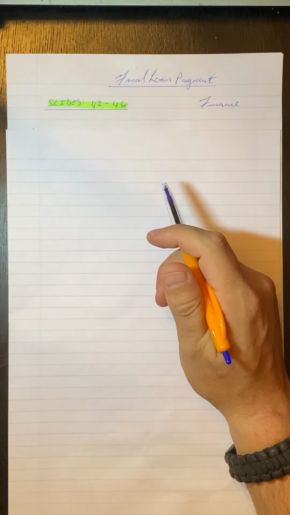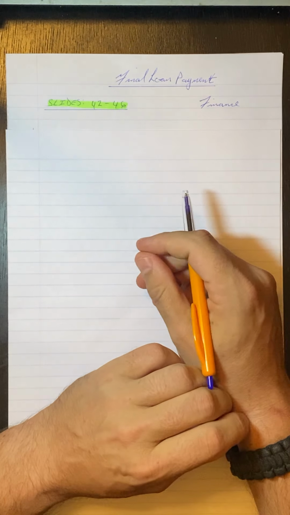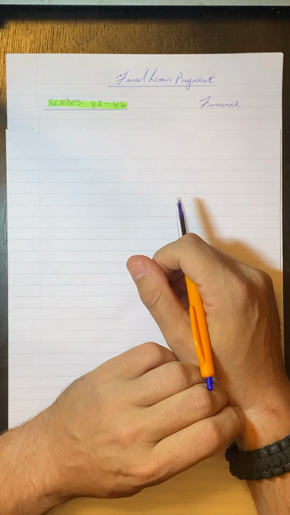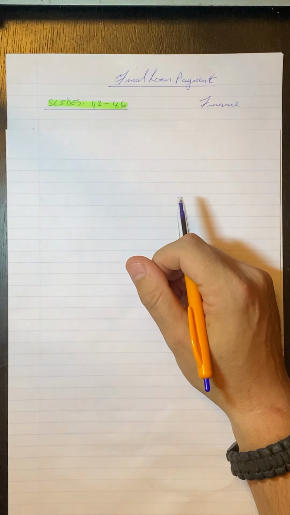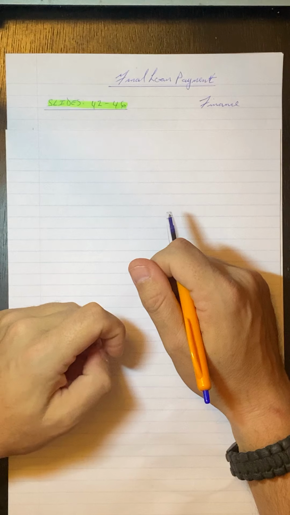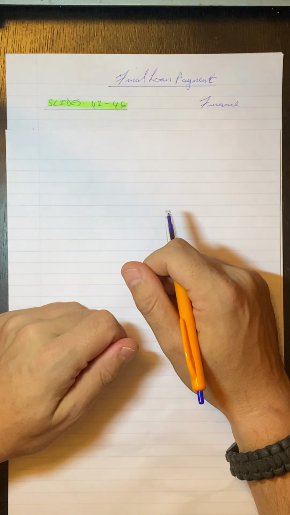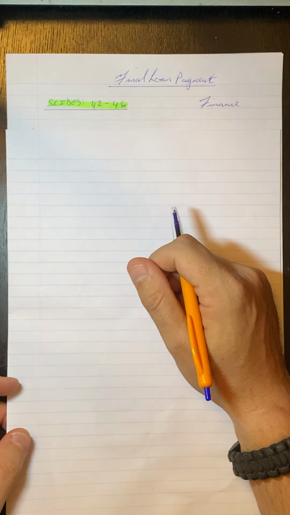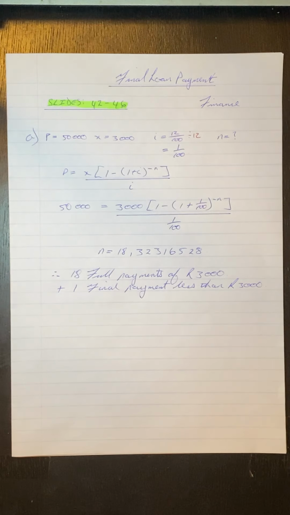Okay. So if we go through the example here, it's saying a loan of 50,000 Rand is repaid by means of equal monthly installments of 3,000 Rand, starting 1 month after the loan was granted. The interest charged on the outstanding balance is 12% compounded monthly. How many installments are required to repay this loan? So this is exactly the same as the last example that we did yesterday. I've just written it down, and you can see from yesterday's lesson how I did that, okay?